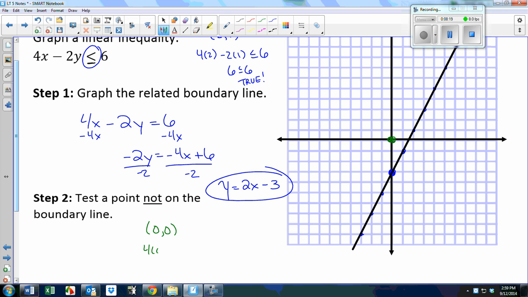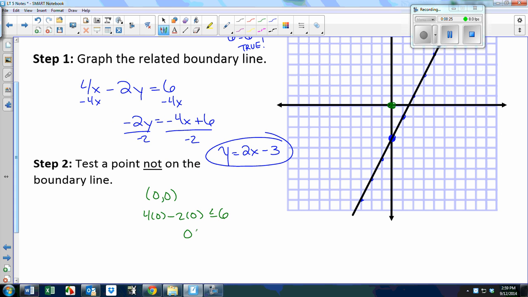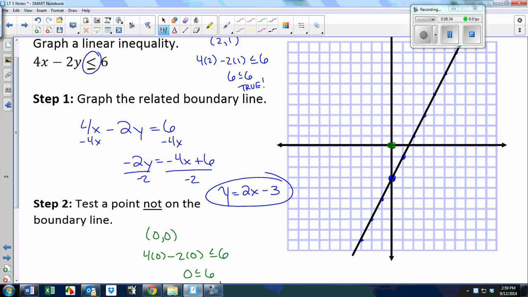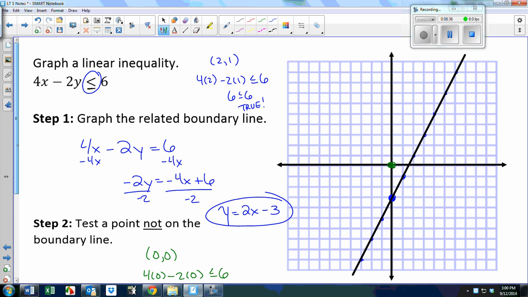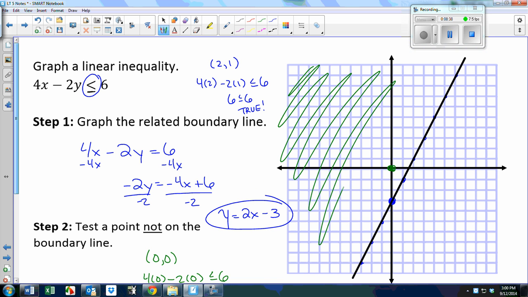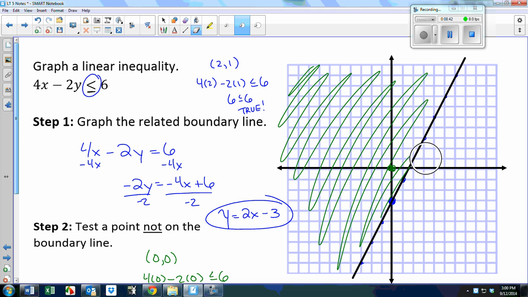4 times 0 minus 2 times 0, is that less than or equal to 6? 0 minus 0 is 0. So yes, 0 is smaller than 6. That's true. So we can shade the side of the line that contains the origin. So that would be shading all of these points. And adjust that over a little bit.